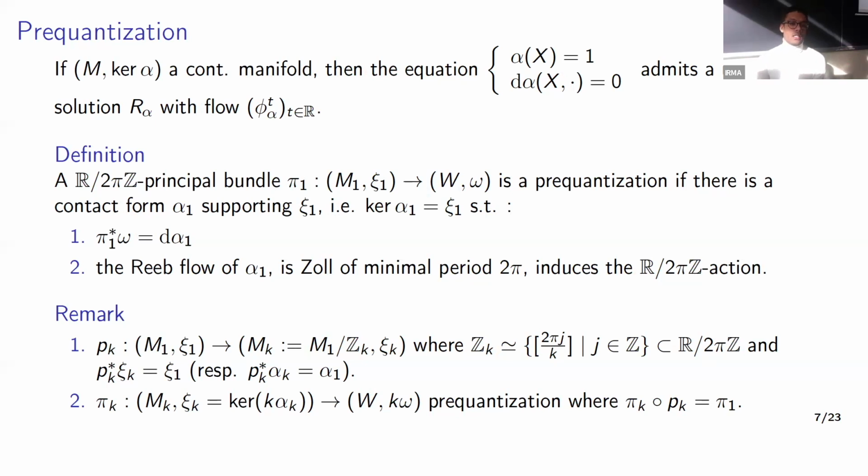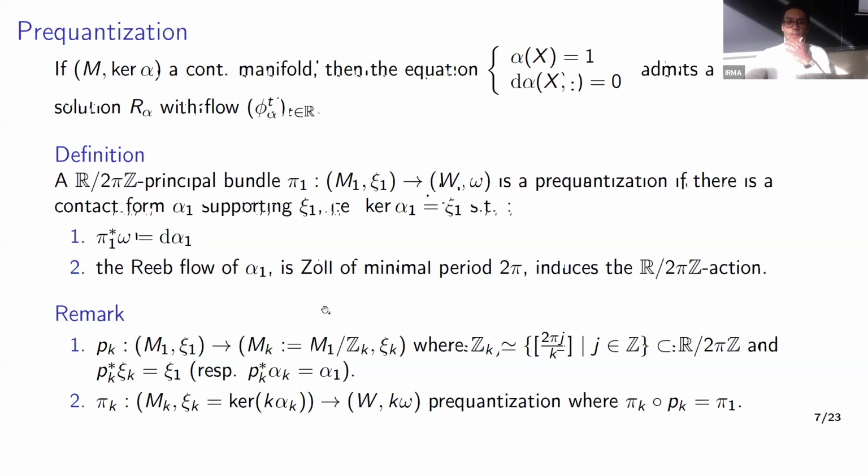And I denote by alpha k the only one-form on Mk such that its pullback is equal to the first one-form alpha 1. So let's say alpha 1 was Zoll of minimal period 2 pi, and alpha k will be Zoll also, so every orbit will be periodic, but now the minimal period will be 2 pi over k. So it's not exactly a prequantization. If you want it to be a prequantization over W, you have to multiply this form by k. Okay, so this is a bit technical, but what is important to remember is that the Reeb flow of alpha k is of minimal period 2 pi over k. And that I denote pi k the projection of Mk onto W.